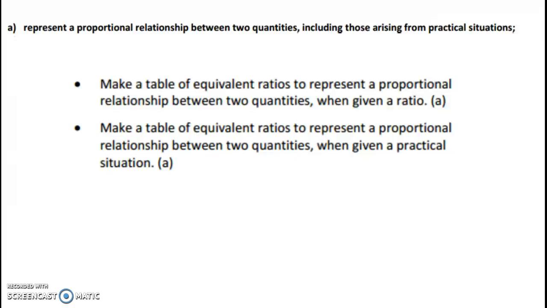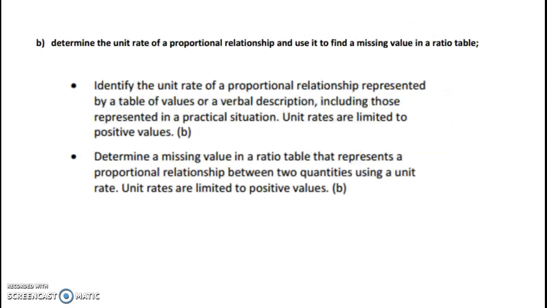6.12a and the corresponding essential knowledge and skills bullets represent a proportional relationship between two quantities, including those that arise from practical situations. The essential knowledge and skills ask students to make a table given a ratio or practical situation. 6.12b asks students to determine the unit rate of a proportional relationship and use it to find a missing value. The essential knowledge and skills bullets require students to identify a positive unit rate and find missing values in tables.